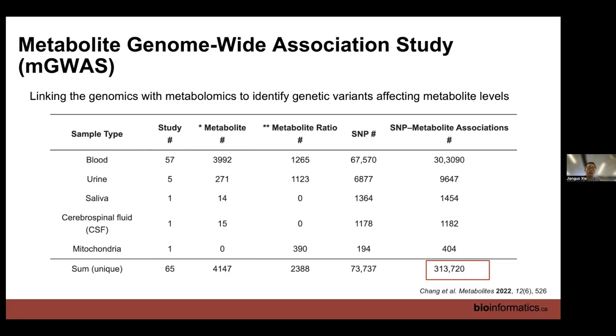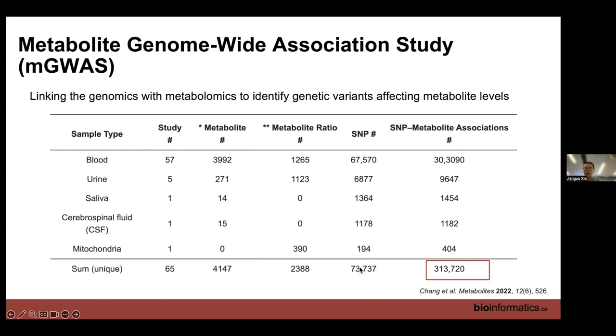So far, about 65 studies have been published. We manually curated all of them, used their raw data, and tried to apply consistent cutoffs to get these studies together. Overall, about 4,000 metabolites were measured, and there are around 2,300 metabolite ratios. What they found is that sometimes calculating a ratio can improve the signal, so ratios are also counted as part of the data.